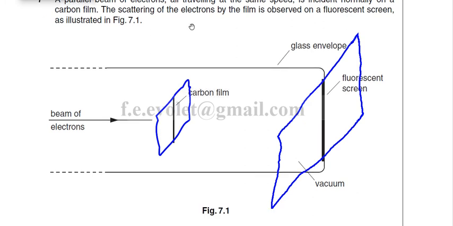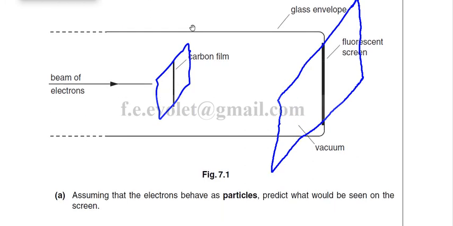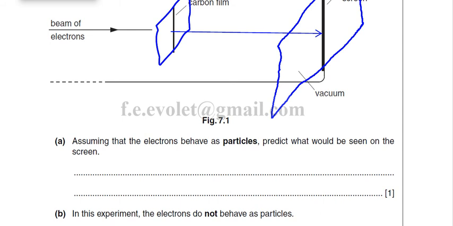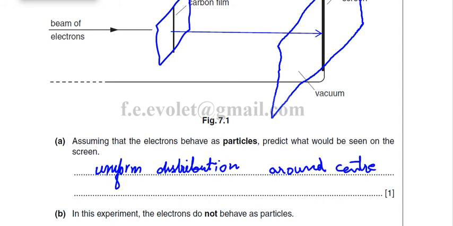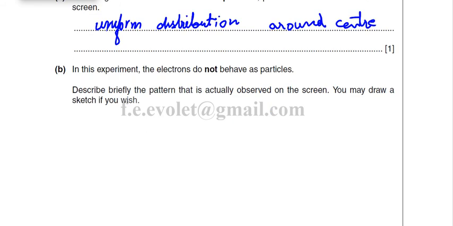So we can consider them as rectangular boxes. The first part of the question says that, assuming that electrons behave as particles, predict what would be seen on the screen. If electrons are particles, they can simply pass straight through that carbon film and hit the fluorescent screen on the other side, so we get a uniform distribution right near the center, which we can write as a uniform distribution around the center point.